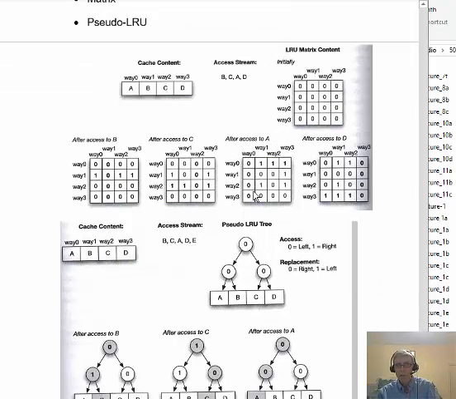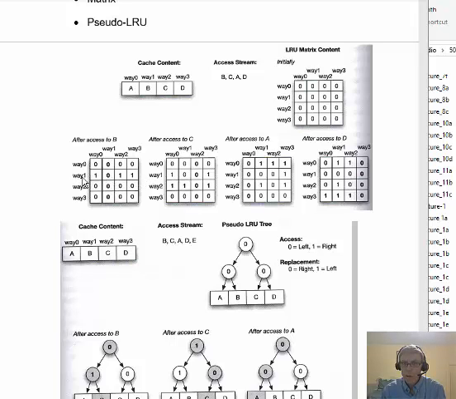So let's look at the matrix situation first. We have block A located in way 0 of the cache, or in a particular line in way 0, and B is located in way 1 of the same set, and C in way 2, and D in way 3. And the blocks are accessed in this order: B, C, A, D. We start out with everything 0 in the matrix. Each time a block is accessed, the row corresponding to the way is set to all 1s.